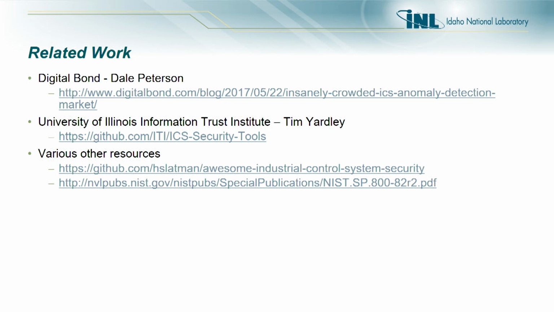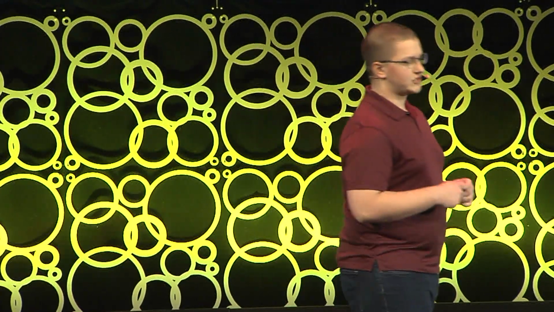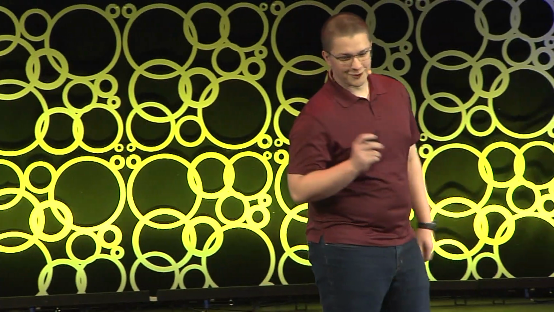So there's been some related work on this recently. Dale posted a blog post in May of last year while we were doing this research, talking about how busy the anomaly detection market is for industrial control systems. So it's good to know that somebody else was kind of on the same track in terms of what they found. In addition to this, the University of Illinois Information Trust Institute and this other awesome industrial control system security list are great resources in terms of open source tools, as well as ICS network auditing tools and other various educational references. We're not going to go into SCADA 101, but this is where you'd go if you needed that.